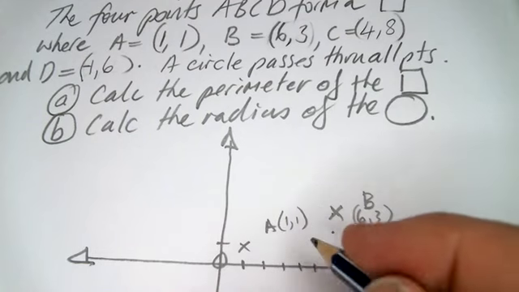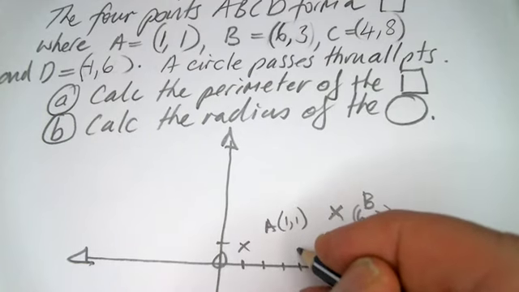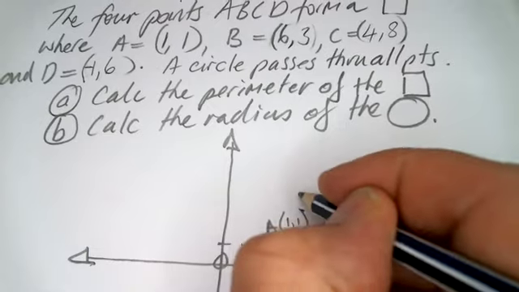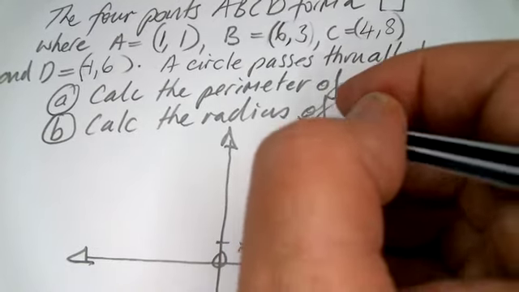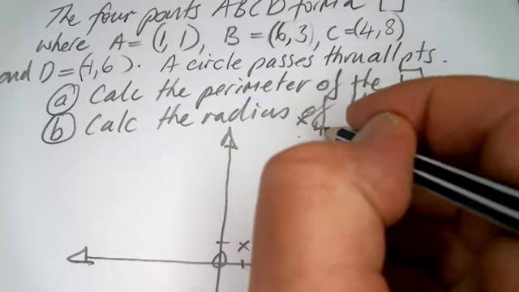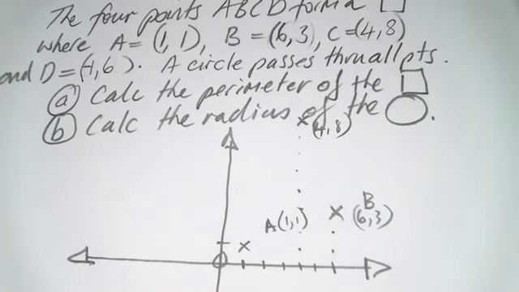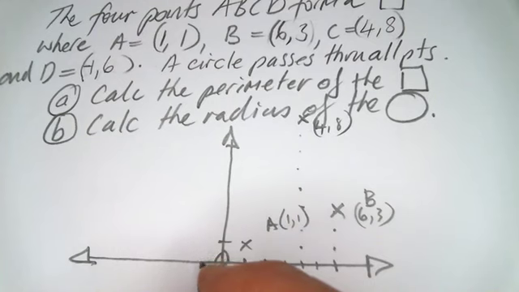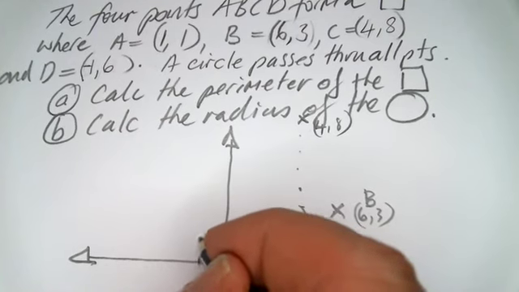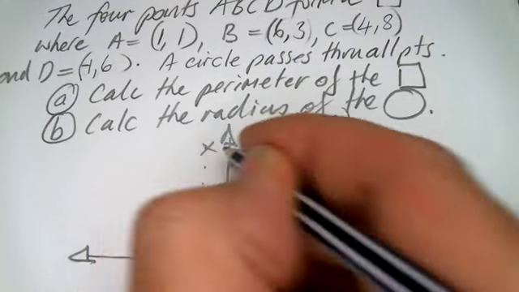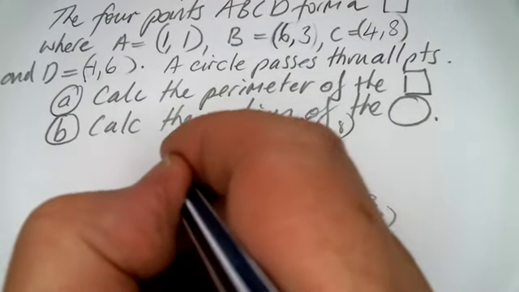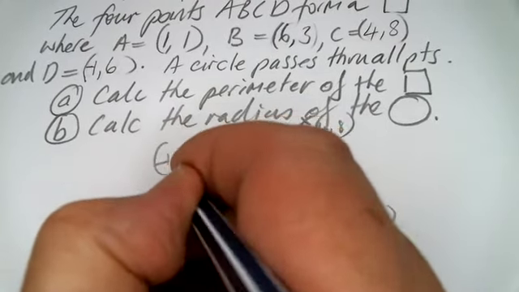Okay, C is 4 comma 8, so 4, 1, 2, 3, 4, 5, 6, 7, 8. This is not going to be very good. It's right in the middle of the writing there. 4 comma 8. And we've got D, which is -1, which starts there, and up 6. 1, 2, 3, 4, 5, 6. That's as good as we get. All right, so -1 comma 6, and we'll call that D.